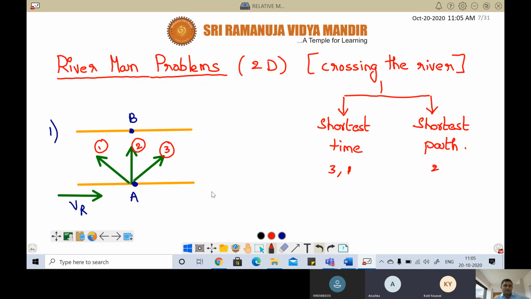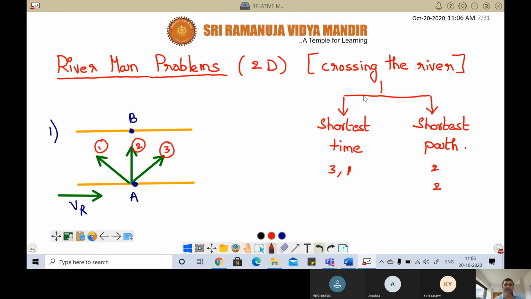Sir, I think the shortest path is 2 only, because they say the perpendicular distance is the shortest path. Okay, next, shortest time. Sir, I don't know, I am confused between both of them. Okay, so let us verify. First I'll explain through animation, then I'll explain by equations, and then we'll solve problems.